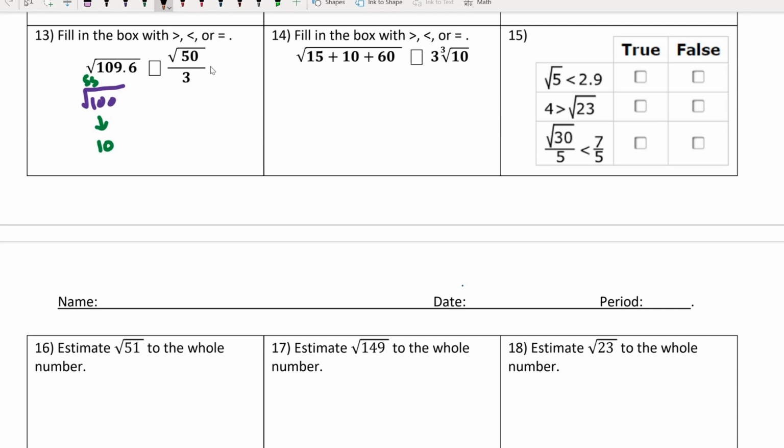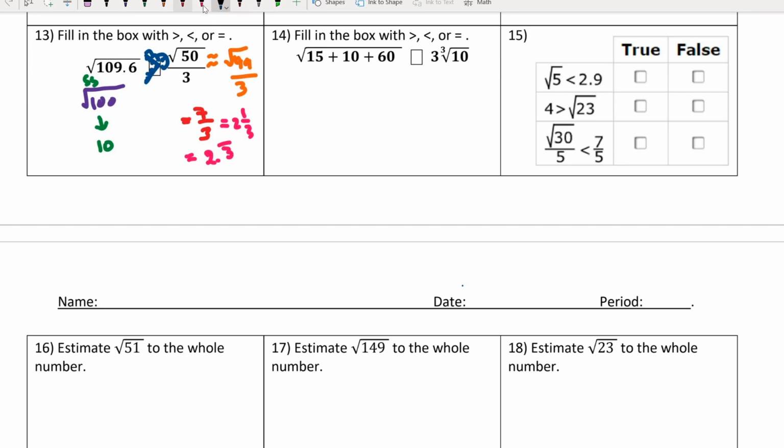Now the square root of 50. The estimate close to the square root of 50 is the square root of 49, over 3. The square root of 49 is 7, over 3. 7 divided by 3 is about 2.333333. So obviously 10 is bigger than 2.3, so we're going to draw the symbol where the alligator eats the bigger guy, which is 10.